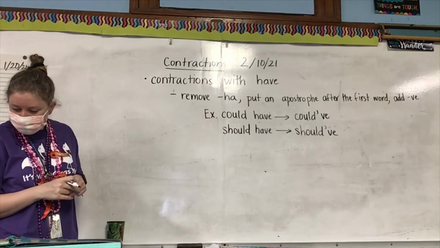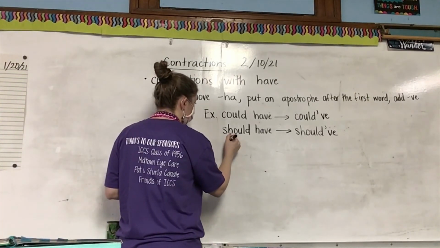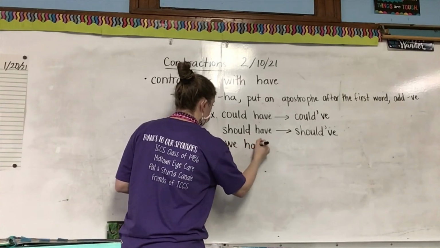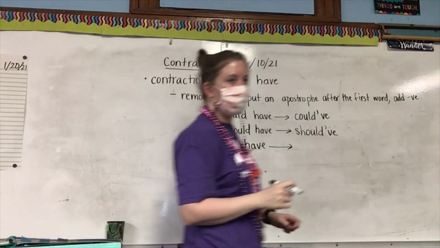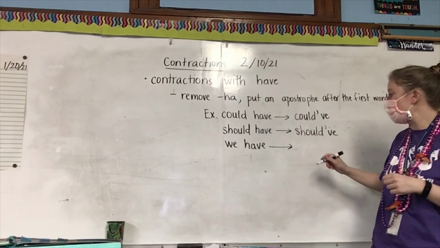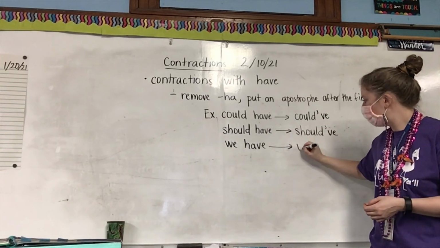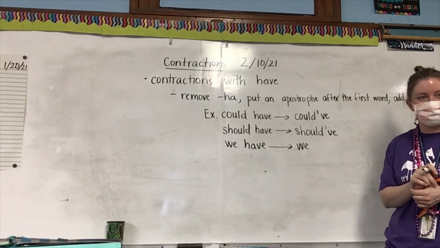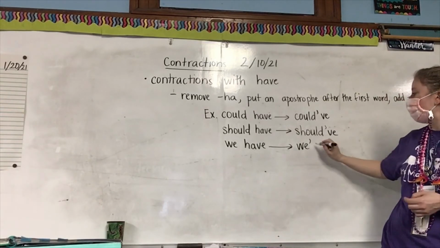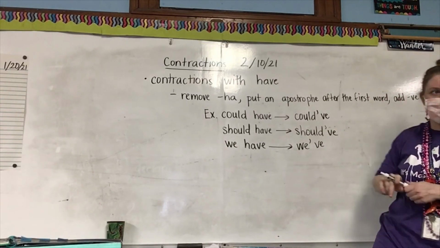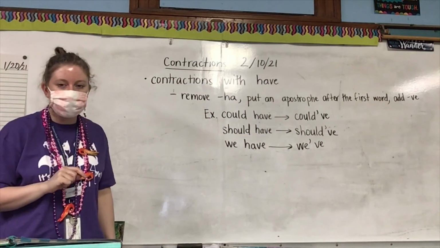Last one. We have becomes what, Cullen? We've. How do we spell that? W-E, because our first word doesn't change. Apostrophe, because we put an apostrophe after the first word. V-E, because then we add V-E. And there we go. Girls at home, go ahead and get out your guided practice.